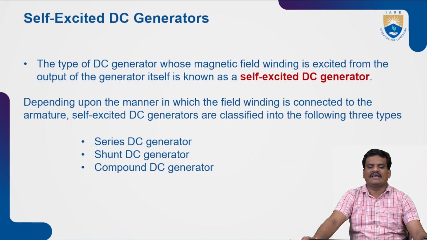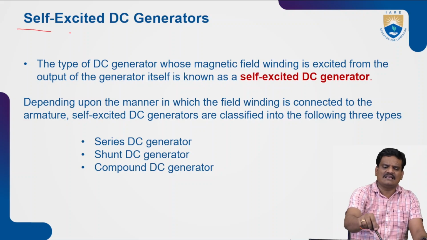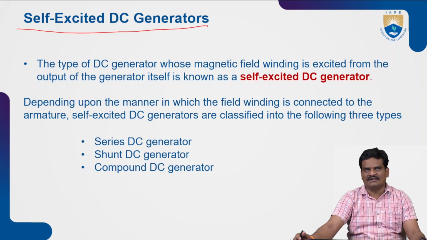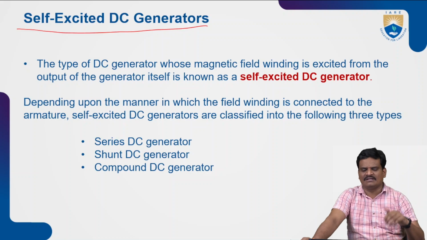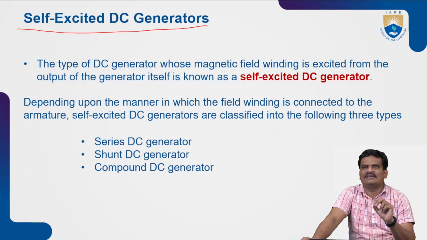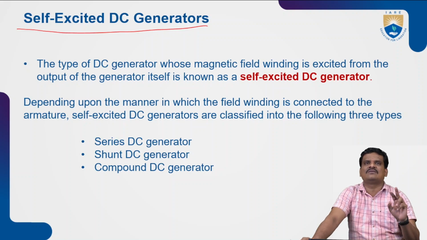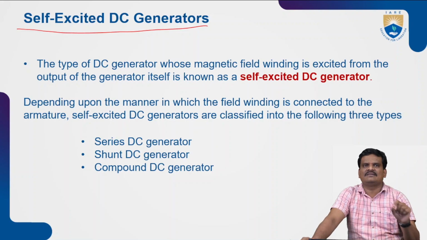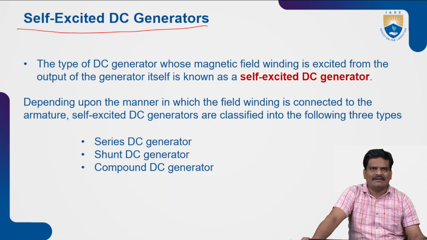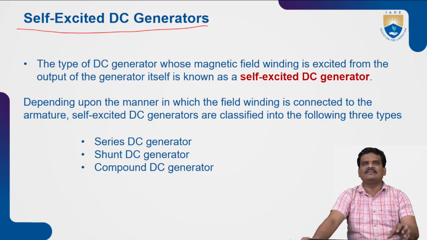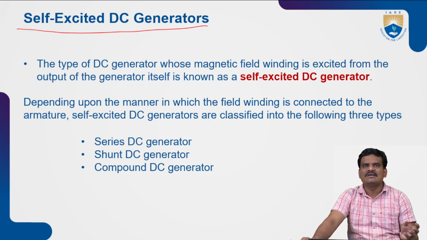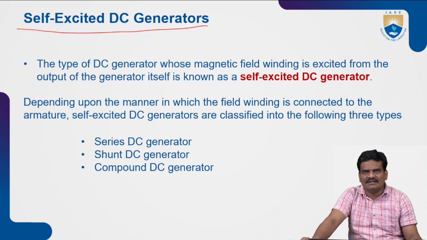Now we'll discuss the next major type of DC generators, that is, self-excited DC generators. In this type of generator, the magnetic field winding is excited from the output of the generator itself. A separate external source is not used at all, that is, there is no use of a battery or any external power source to excite the field winding. Instead, I will use the output of the generator connected in the circuit.